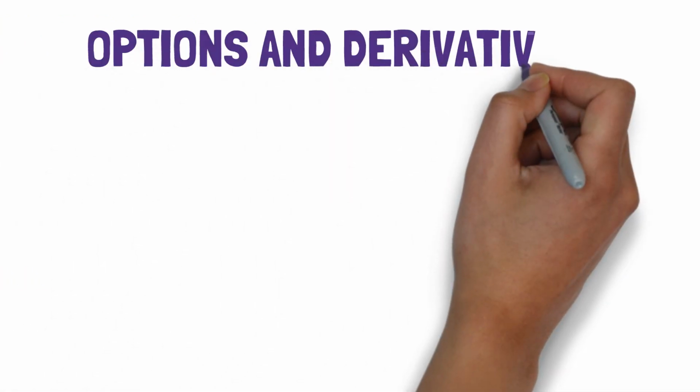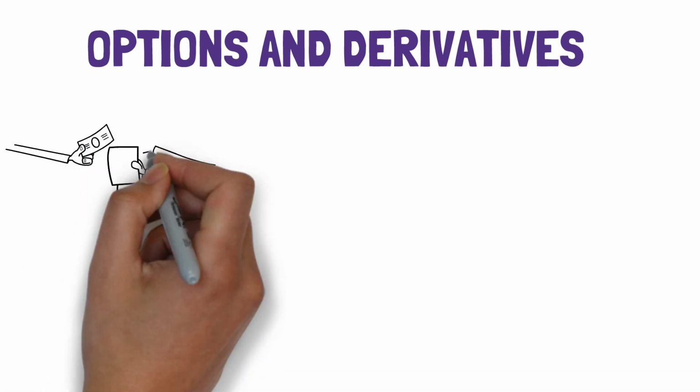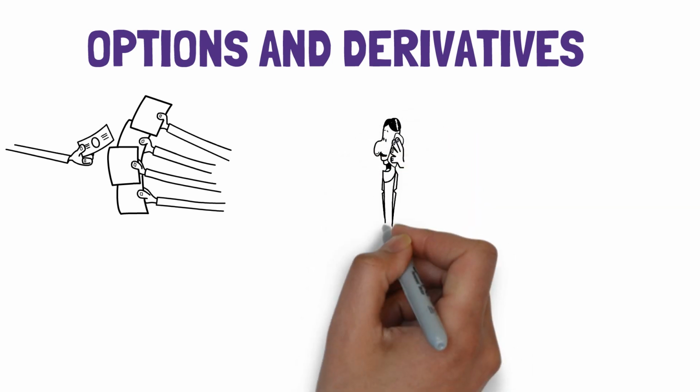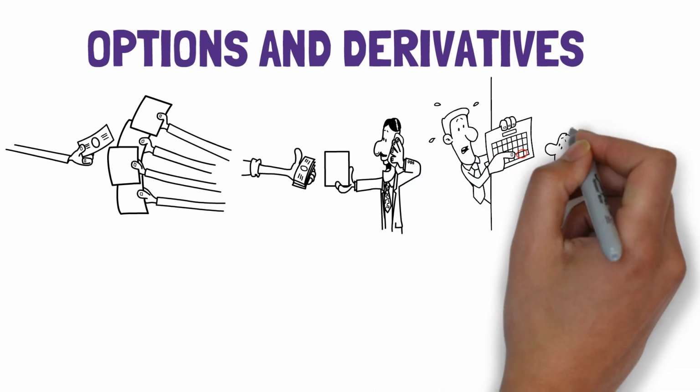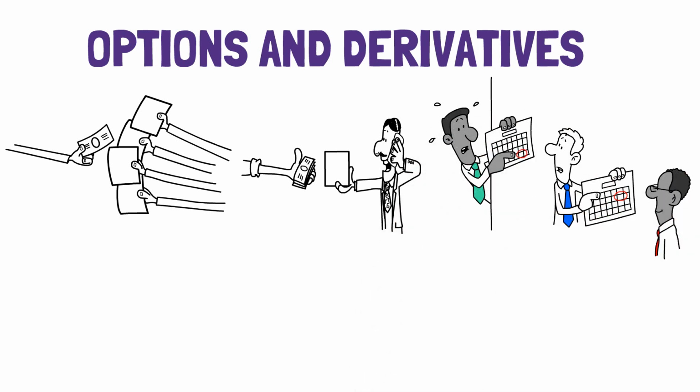Options and derivatives. Options and derivatives are financial instruments that derive their value from an underlying asset, such as stocks, bonds, commodities. They are widely used for hedging, speculation, and risk management. Options are contracts that give the holder the right, but not the obligation, to buy or sell a specific underlying asset at a predetermined price within a specified time frame.